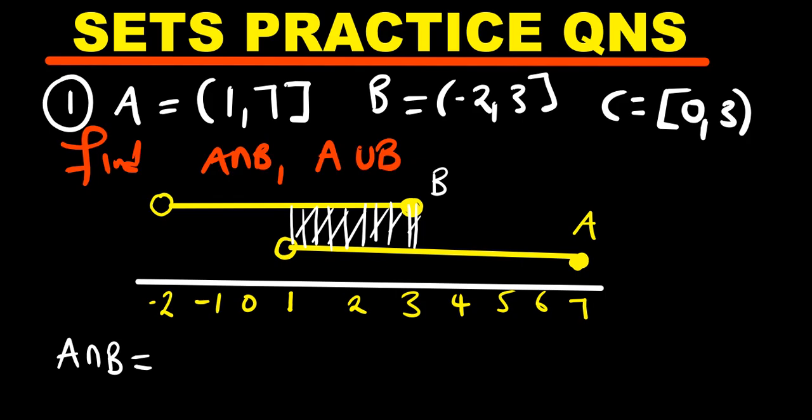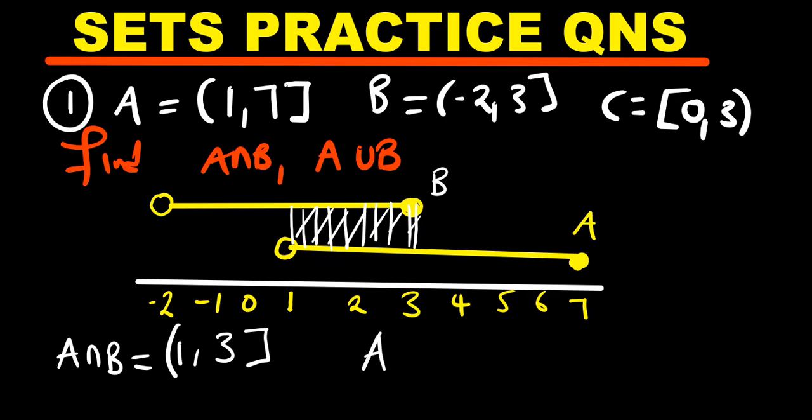We're starting from 1, but is this 1 included or not? Is it found in both sets? No. Yes, 1 is found in B because B passes here, but 1 is not found in A, so it can't be part of the intersection. So we're going to open, comma. Now we're going to the last point, which is 3. Is 3 found in both B and A? Yes, it's included in B, but it's also part of A. So 3 is included. So this will be our solution for A intersection B.